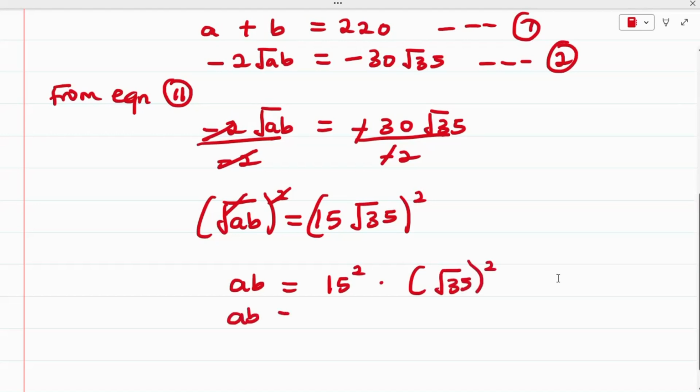So AB is equal to 15 squared is 225 multiplied by, this is going to cancel out this, so we have this to be 35. AB is equal to 225 multiplied by 35, which is going to give us 7,875. So we have AB right here.